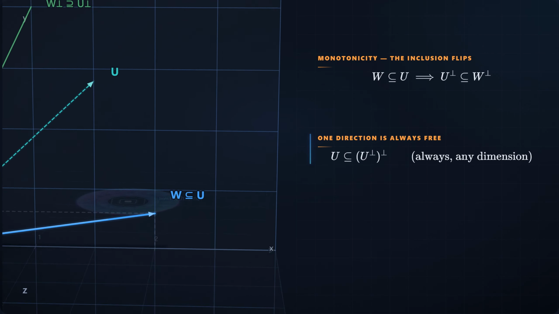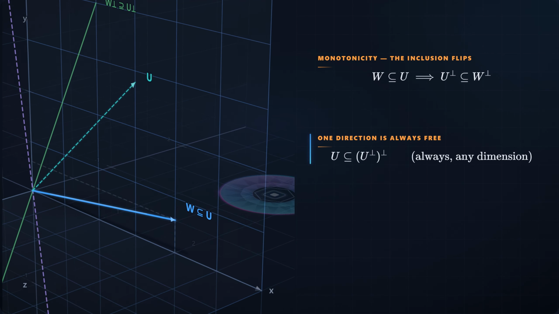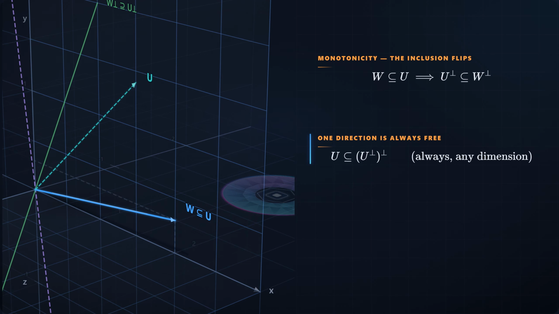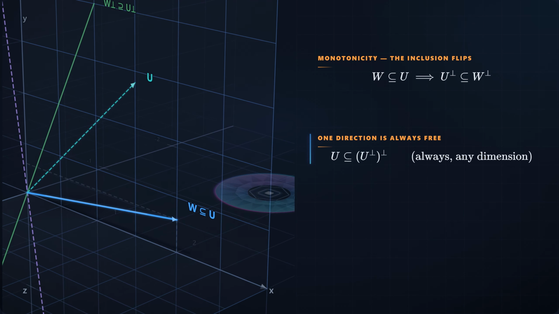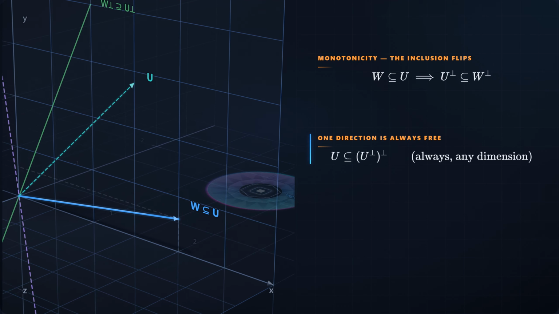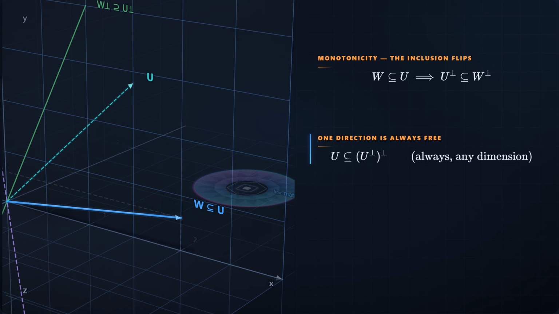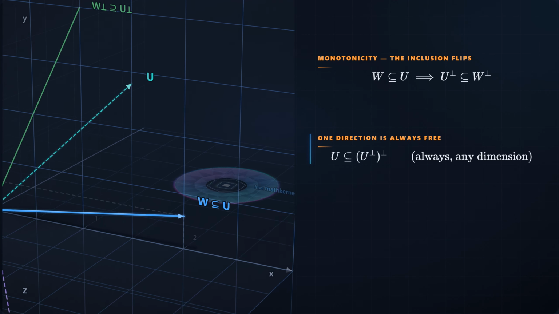Fine. And the proof is just restrict to the part? One line. If W is perpendicular to everything in U, then in particular it's perpendicular to everything in the subcollection W. So W is in W perp. Done. Now the second fact, the double complement.